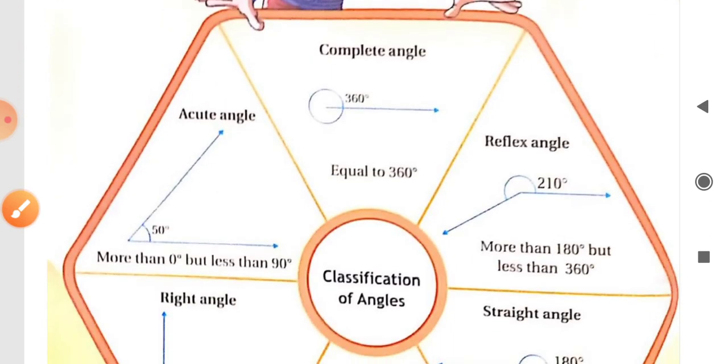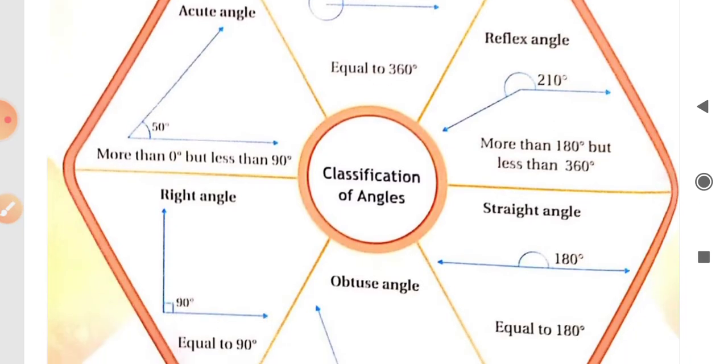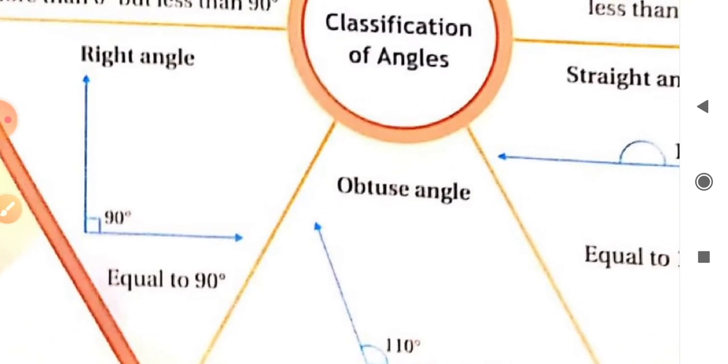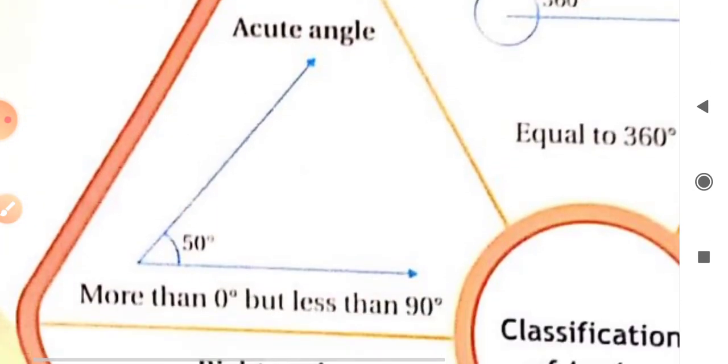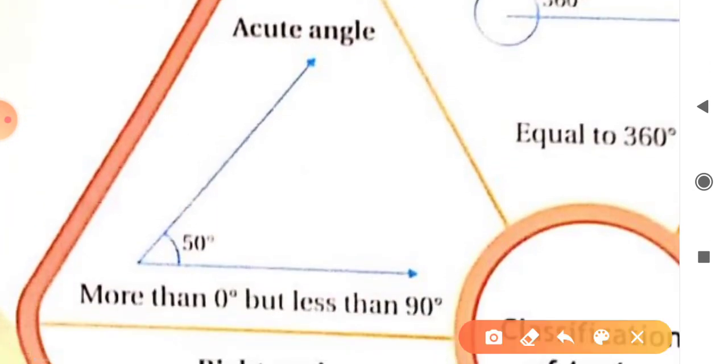And we can also classify the angles based on their size. This is classification of angles. First of all, there is acute angle. Acute angle is always more than 0 degree but less than 90 degree. Here 50 degree angle is acute angle.